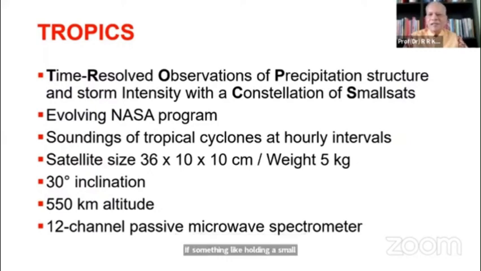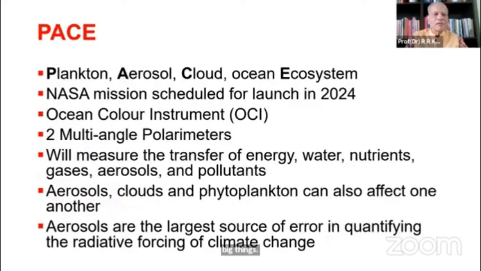And you can imagine that the inclination is 30 degrees, the altitude is 550 kilometers. It has a 12-channel passive microwave spectrometer, and it will give you a slice of a tropical cyclone at hourly intervals. So these are small satellites capable of doing big things. This is a program which will be coming in the near future.